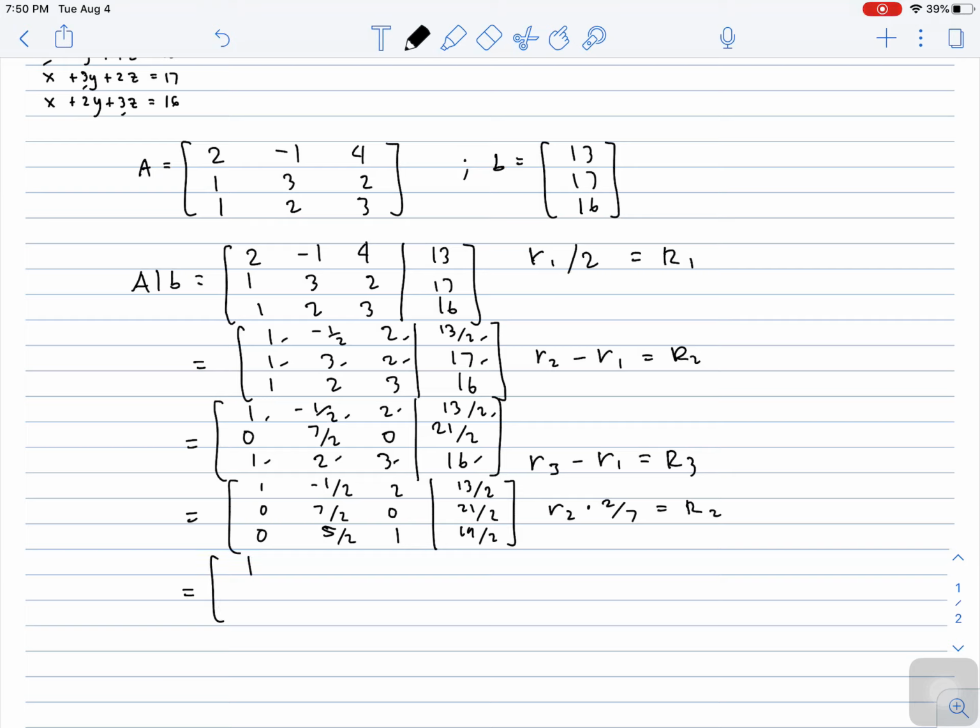Copy the other rows. This is just 0. 7 over 2 multiplied by 2 over 7 is 1. 0 multiplied by something is 0. 21 over 2 multiplied by 2 over 7 is just 3. Okay. Then copy the third column.